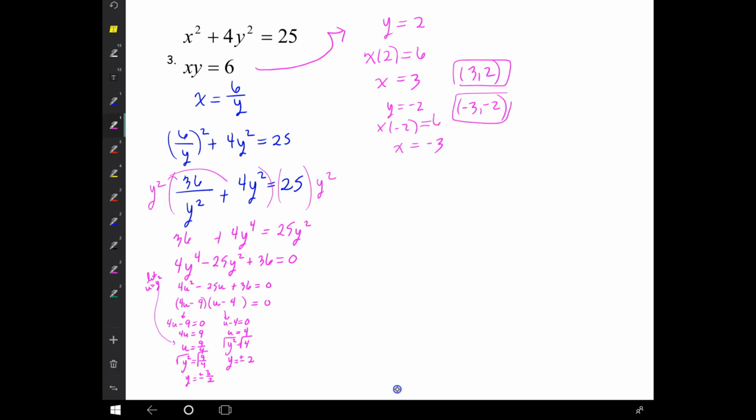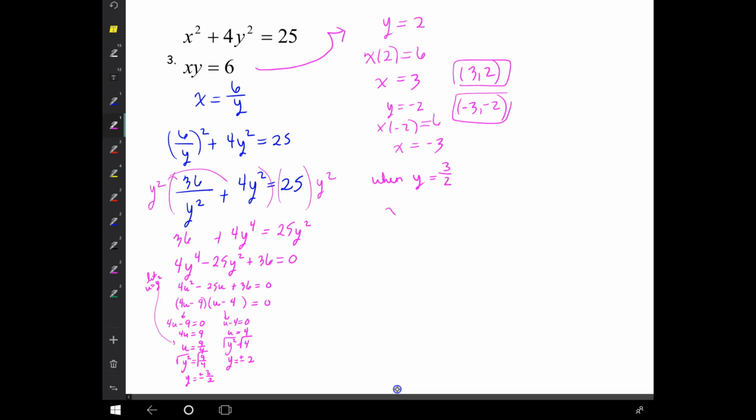And then also we need to plug in 3/2 and negative 3/2. So when y is equal to 3/2, then we have x times 3/2 is equal to 6. We could multiply by the reciprocal, so we get x is equal to 6 times 3/2, which would be 18/2, which would be 9. No, sorry, 2/3. My bad. My goodness, I just should not do math today. So 6 times 2/3, 12 divided by 3 gives me 4. Have to multiply by the reciprocal. And so there's our point, (4, 3/2).